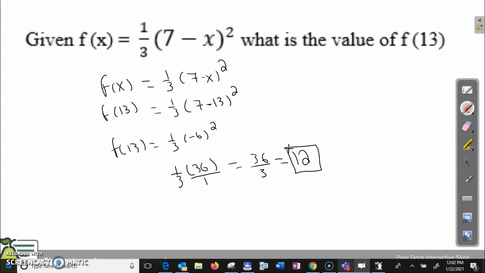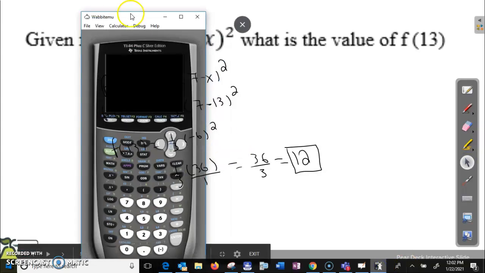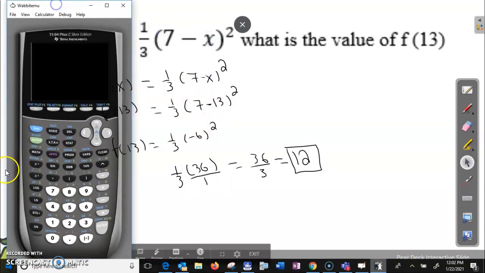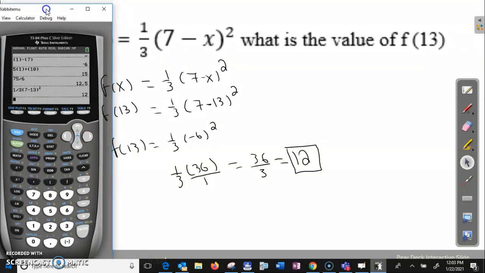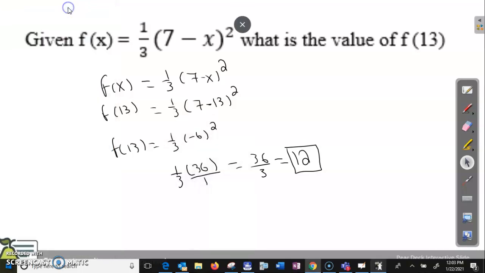Now, if you want the shortcut, this is where your calculator comes in handy. Whenever you're doing the calculator, this is what I want you guys to do. Rewrite the equation just how it's written. So you're going to do 1 divided by 3, open a parentheses, 7 minus 13, close it, and squared. Enter, and if you notice, 12. And there you go, same number, and that's the shortcut. So I recommend you do the calculator one, it's much quicker. Let's go ahead and continue.